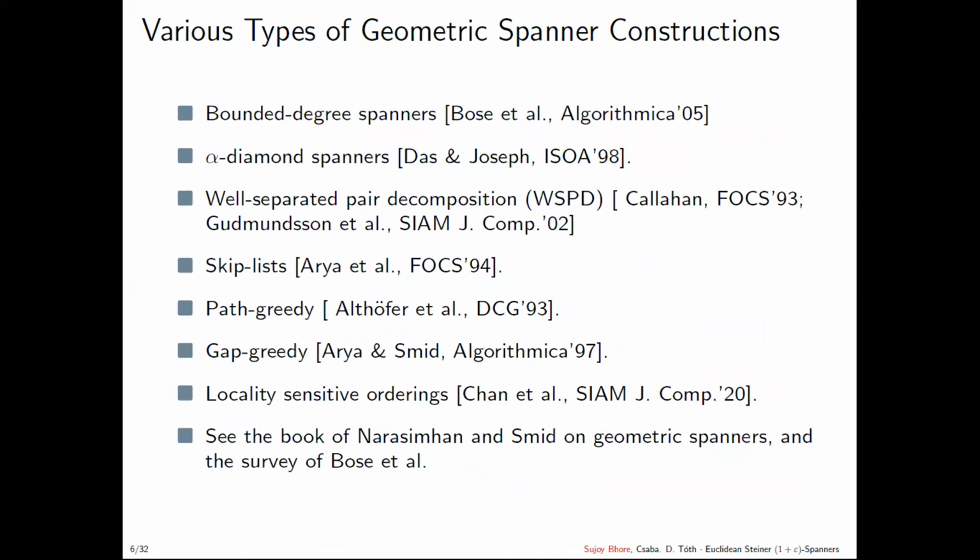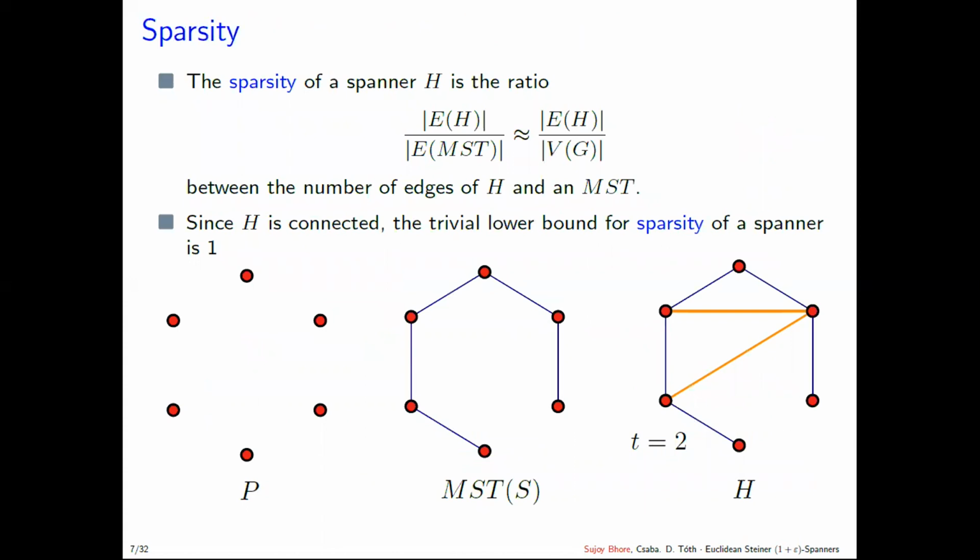There exist various types of geometric spanner constructions. Some of them are bounded degree spanners, alpha diamond spanners, well-separated pair decomposition based spanners, skip lists, locality sensitive, path greedy, gap greedy, etc. The sparsity of a spanner is probably one of the most fundamental parameters of Euclidean spanners and the most well studied. It is the ratio of the number of edges in the spanner to the number of edges in the minimum spanning tree on the point set.